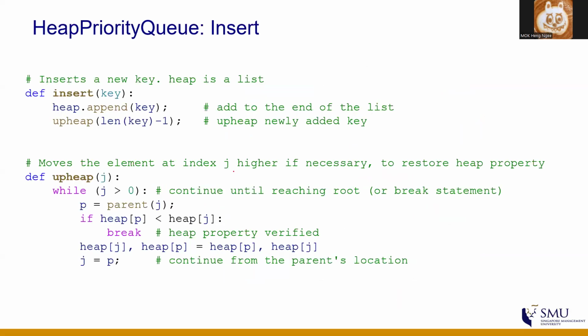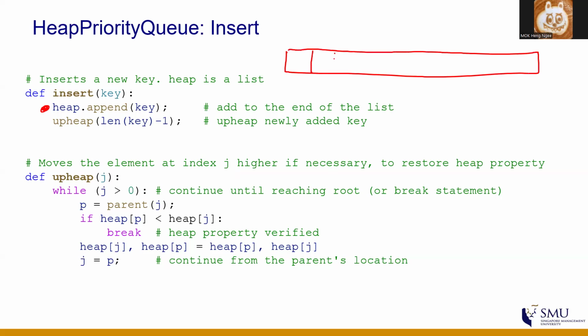So this is the Python code for inserting a new element. Okay, remember, there are 2 steps here. The assumption here is that heap is a list. The first step is to just insert the new element at the last position of the index. So this is the index. This is the array or the list. This is the root, right? All the way here. So it's as simple as appending the new node here. Okay, that is the first step.